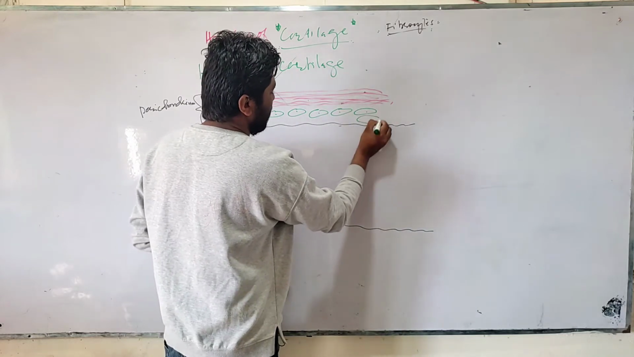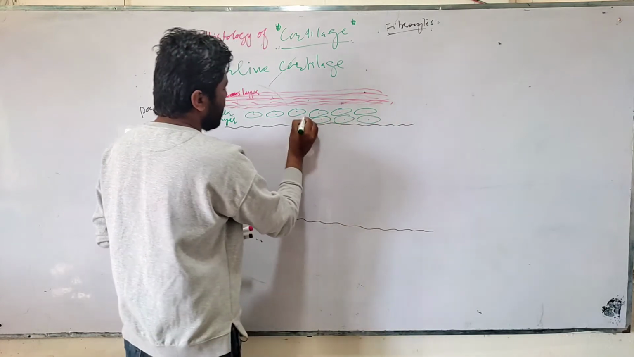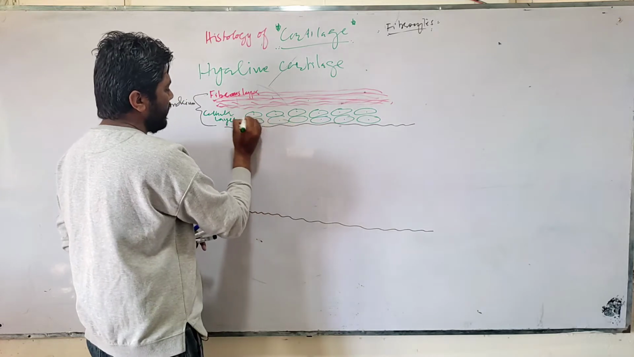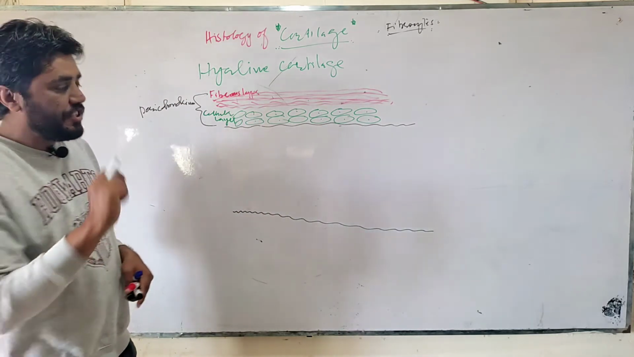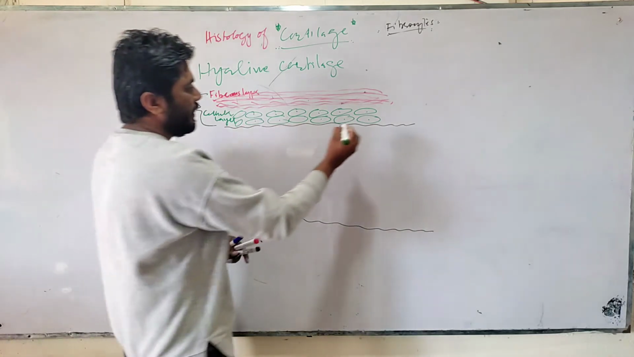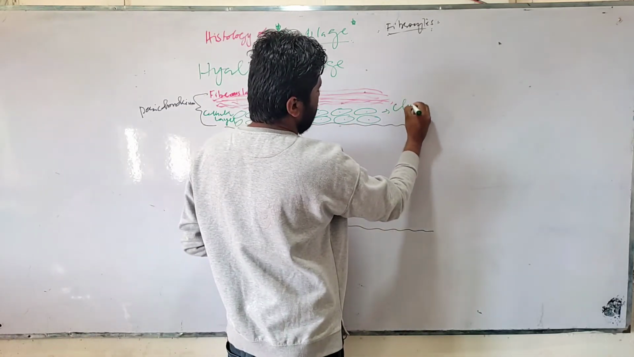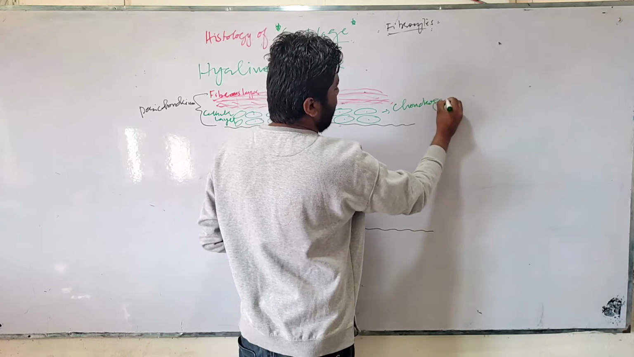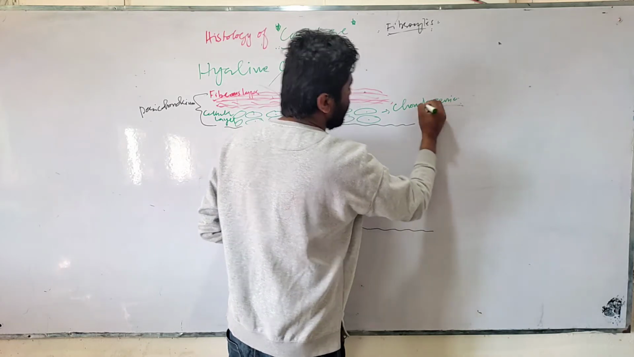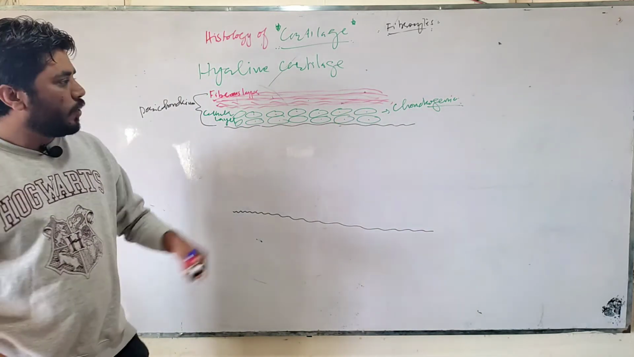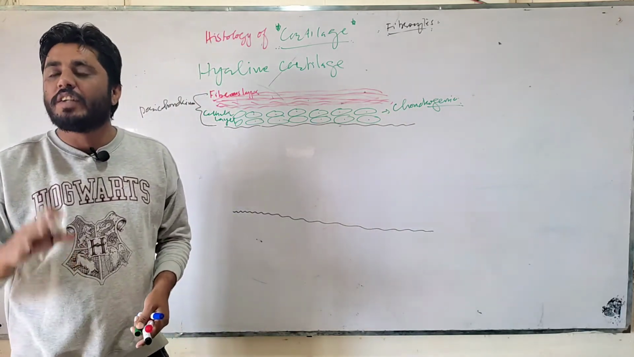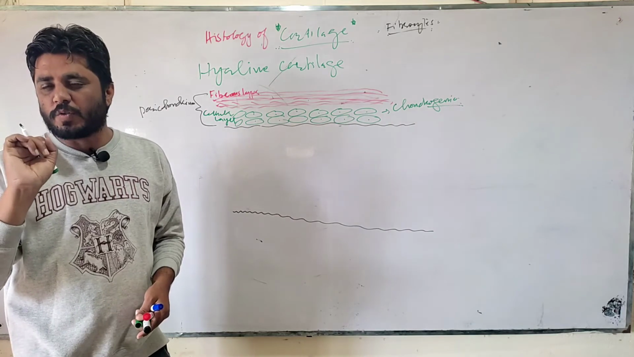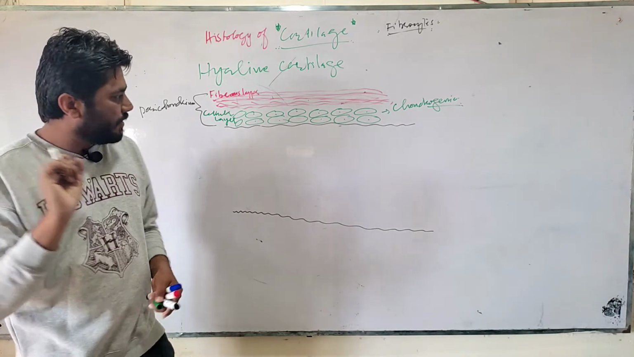They are known as what? Yes, they are some sort of stem cell. They will produce chondroblasts. Chondrogenic: genic is something to produce. So that means they are stem cells. They will produce what? Chondroblasts.